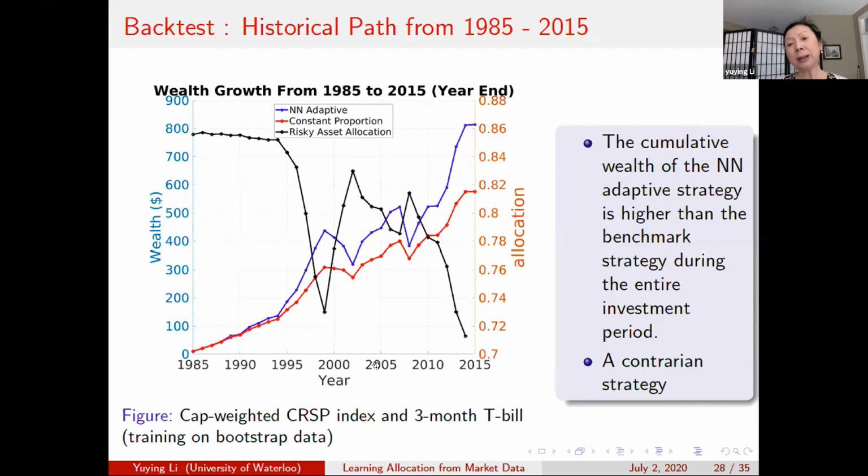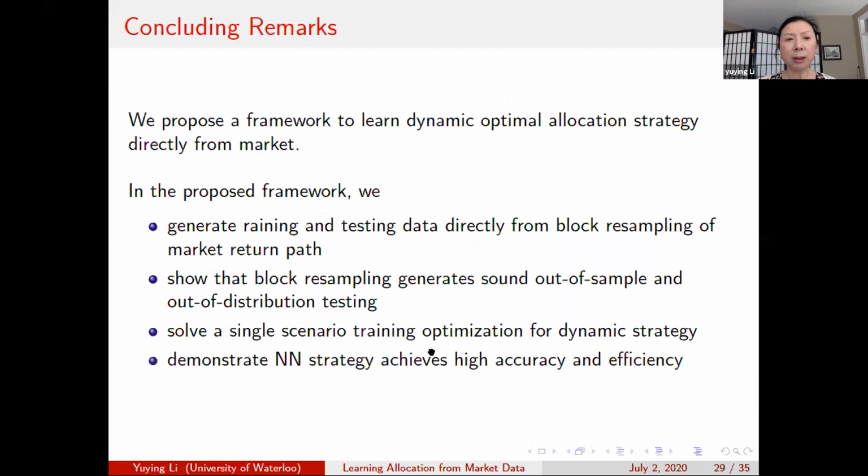So essentially this picture shows two things. One is that the optimal benchmark strategy is performing well on this particular out-of-sample historical path. Secondly, the strategy is a contrarian strategy. When the market outperforms, it goes down. When the market goes down, it goes up. And when you get close to the investment horizon, it de-risks, and the allocation becomes much smaller. All right, so that is the behavior of the strategy.